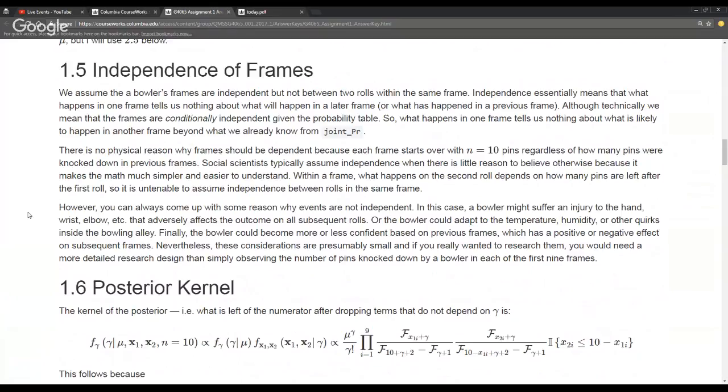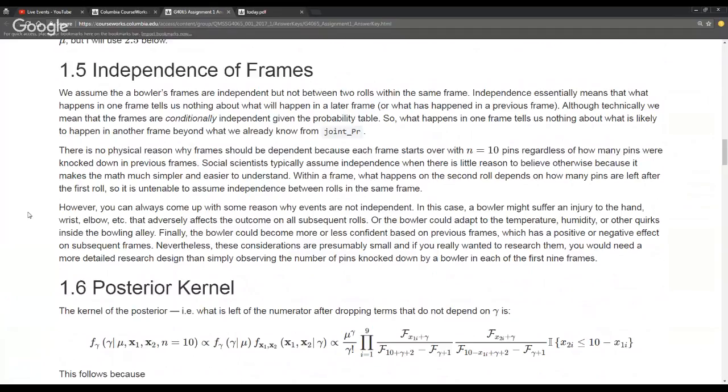However, within a frame, the 2 rolls are definitely not independent, because how many pins there are to knock down on the second roll depends on how many you knock down on the first roll. But you can always come up with reasons why something is not perfectly independent. Someone might get more or less confident based on what happens on the first couple rolls, and that affects their probabilities on their later rolls.